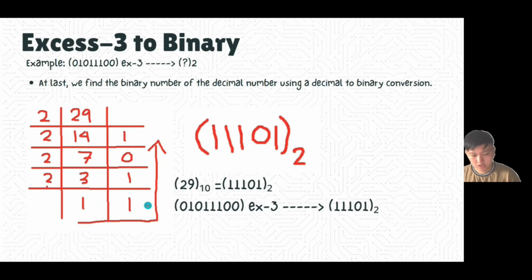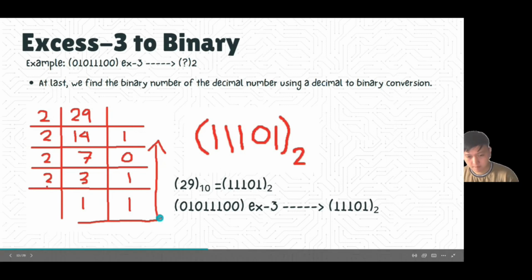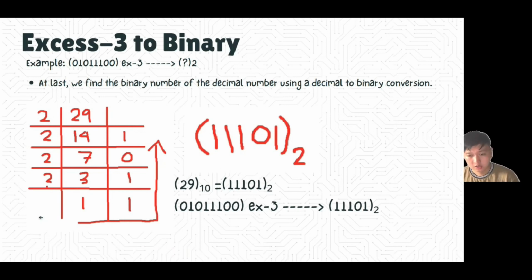Then we will write this from bottom to top. We can get 11101 base 2. We now convert the decimal 29 base 10 into the binary 11101 base 2. We have now an answer, which is 01011100 excess 3 to binary 11101 base 2. That's all.